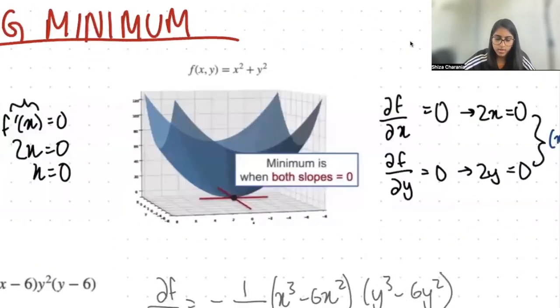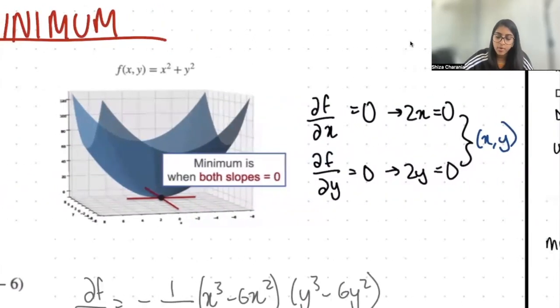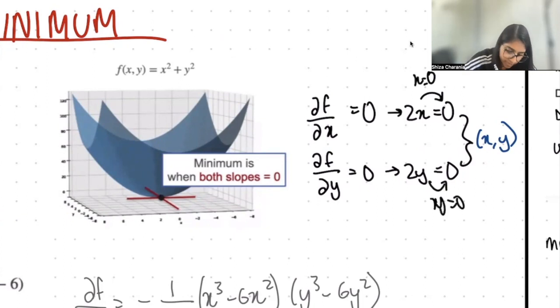And then when you have two variables, you need two lines. You would need to find the partial derivative with respect to x and with respect to y, and make both of them equal to 0. So when you compute 2x equals 0, you get x equal to 0, and 2y equals 0, y equal to 0, and this point over here will be x equal to 0, y equal to 0. But obviously not all the time will the minimum be on the origin. This is just for the sake of simplicity.